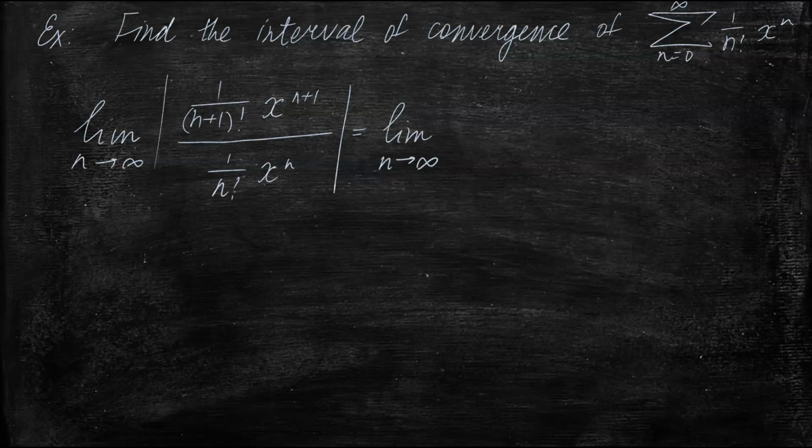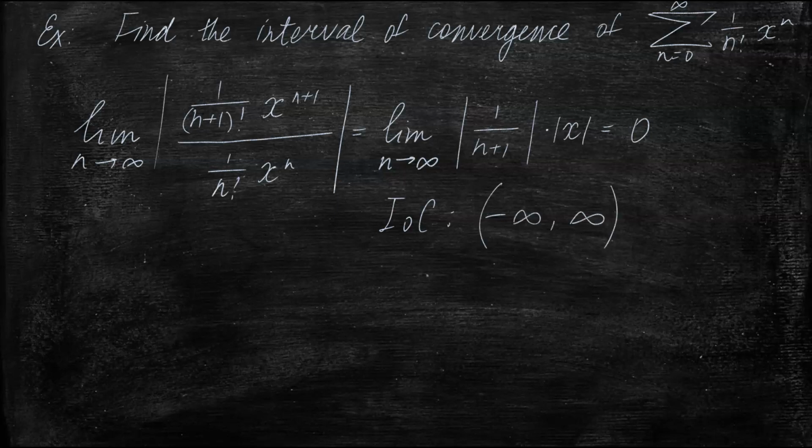And here's what we get. So the whole thing is equal to 0, which means that the interval of convergence is from negative infinity to infinity, with the center of convergence at 0 and the radius being infinity.